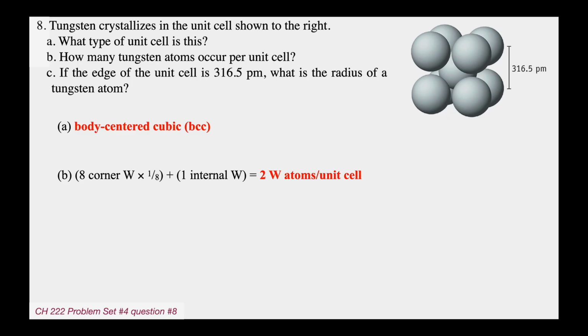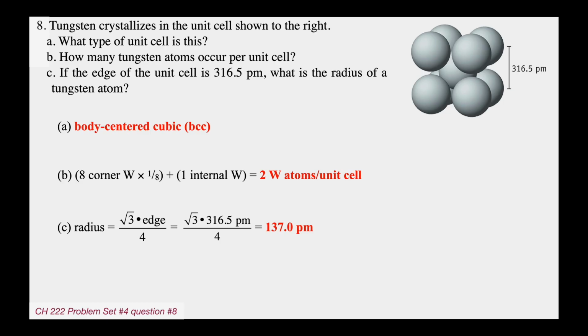Finally, if the edge of the unit cell is 316.5 picometers, what's the radius of the tungsten atom? This is another important thing to know. In addition to knowing that BCC is 2 atoms per cell, you also have to know the edge to radius ratios for these different unit cells. And if you look back in your notes, or you do remember, edge of a BCC equals 4 times the radius divided by the square root of 3. So since we have the edge and we want to find the radius, you want to take the edge, 316.5 picometers, multiply it by the square root of 3, and divide by 4.